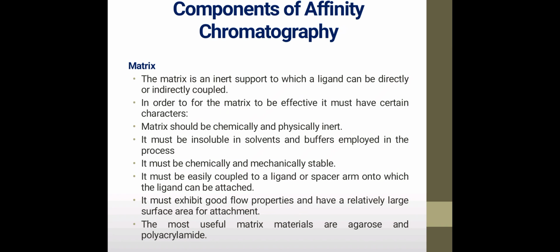That is, it should not be reactive with the analyte to be separated. It must be insoluble in solvents and buffers employed in this process. It must be chemically as well as mechanically stable. It must be easily coupled to a ligand or spacer arm onto which this ligand can be attached. It must exhibit good flow properties and have a relatively large surface area for attachment. The most powerful matrix materials used for this process are agarose and polyacrylamide.